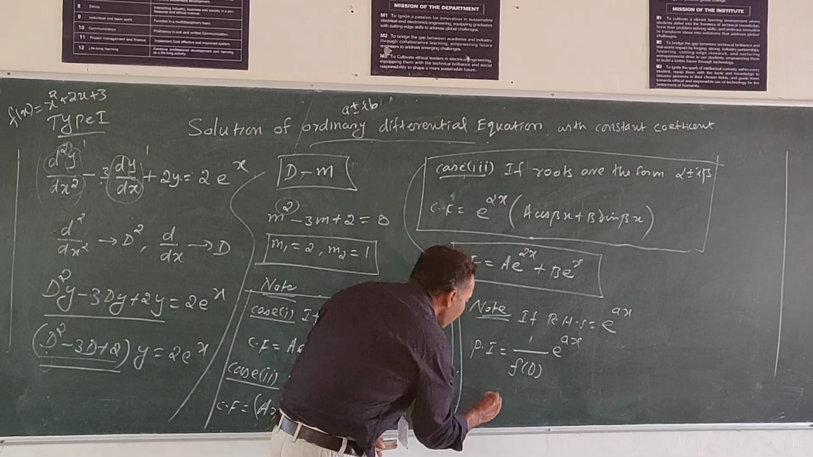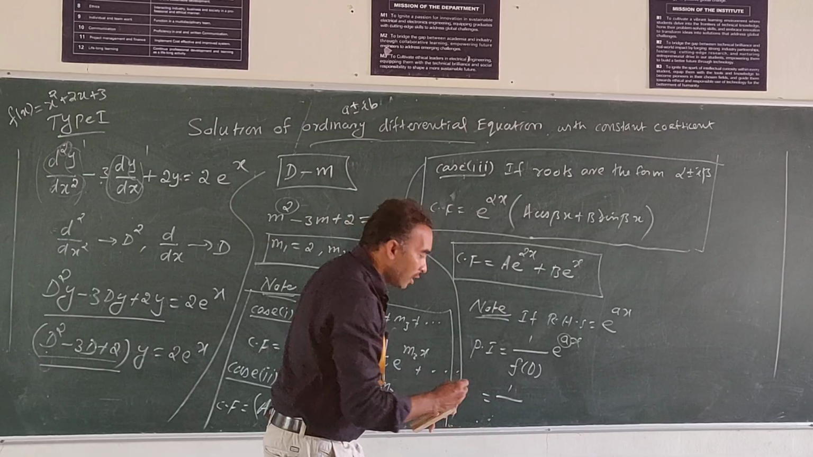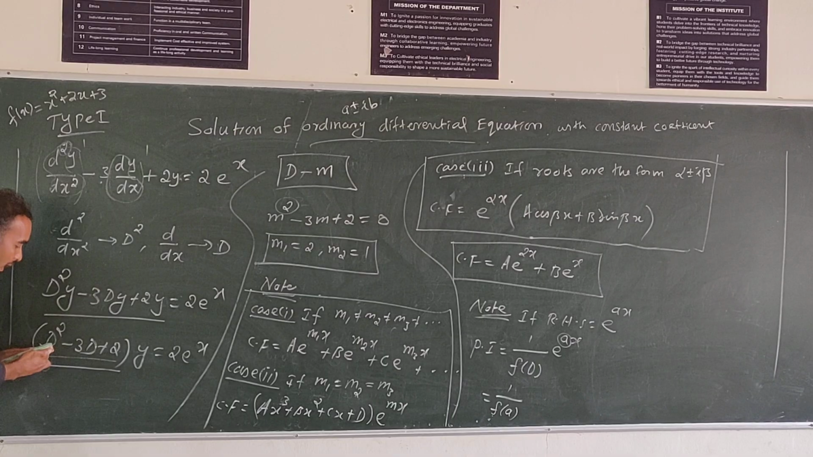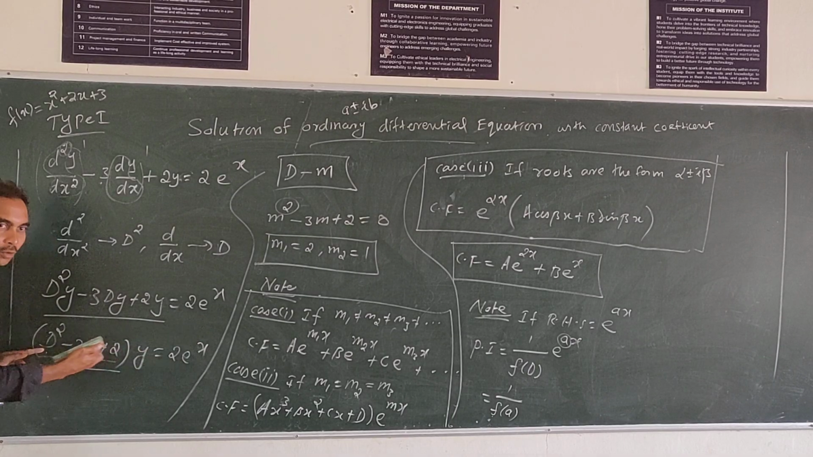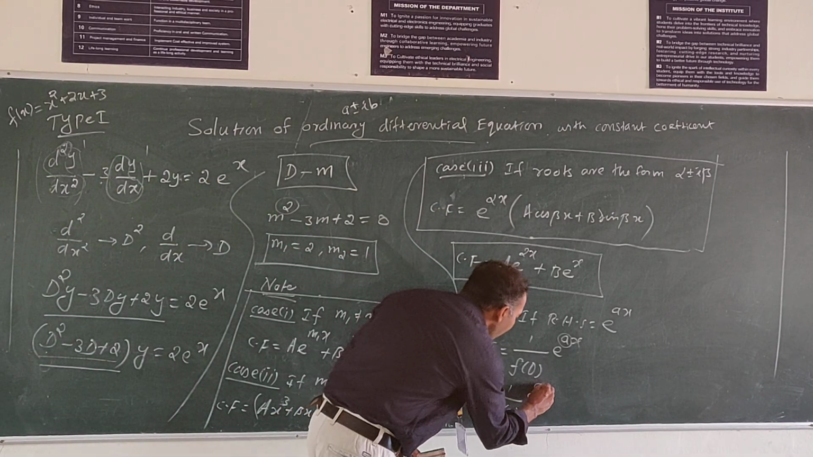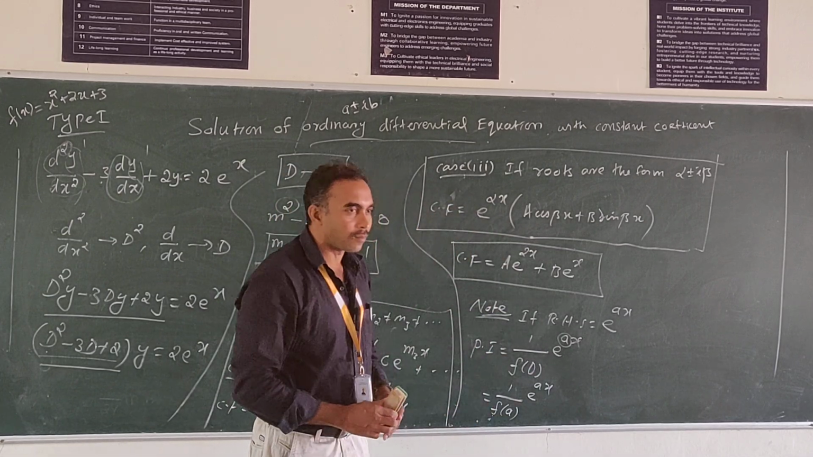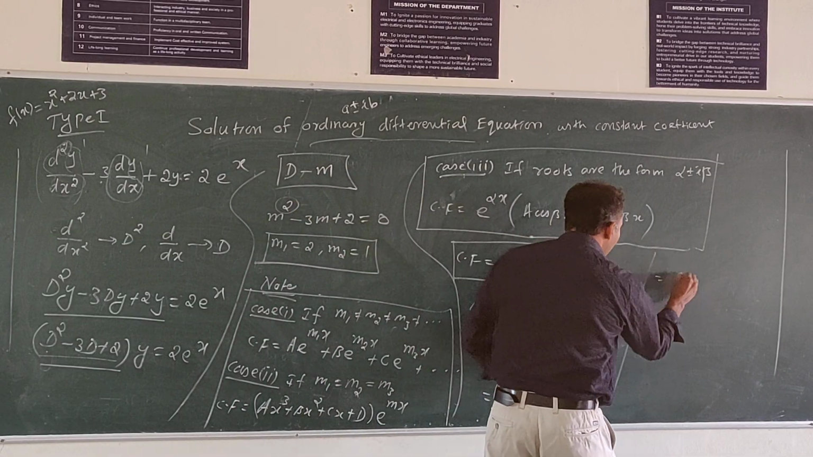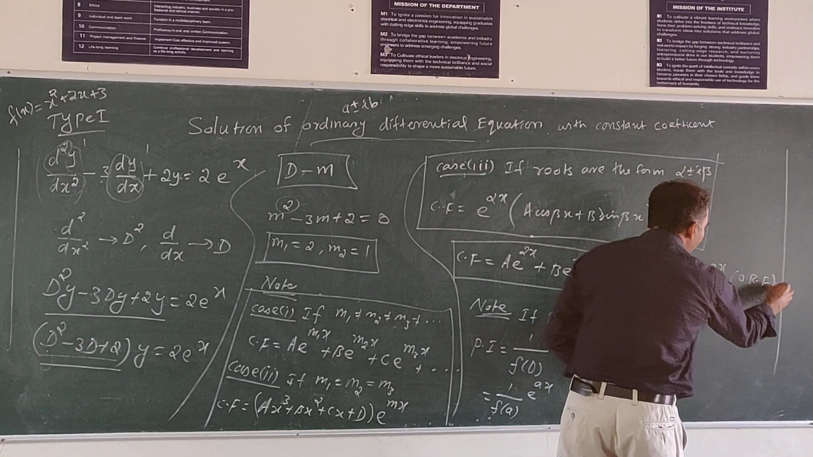Next, instead of D, we have to replace it with a, giving f of a. That means wherever we find D, we have to replace it by a. Here what is a? 1. We have to put 1. Okay, I will explain. Don't worry about that. e power ax. Suppose f of a becomes 0. Then the ordinary rule failed.